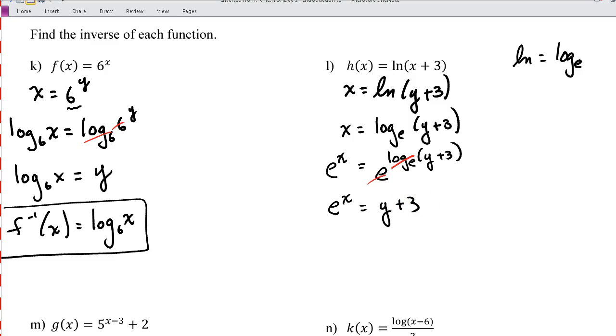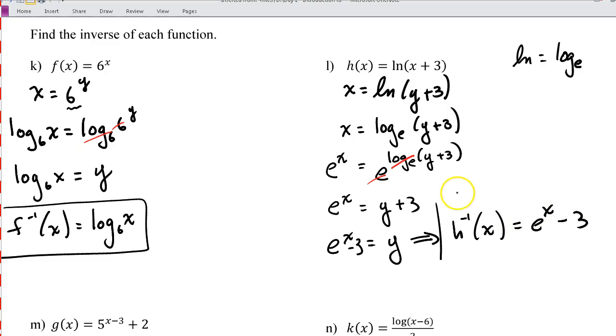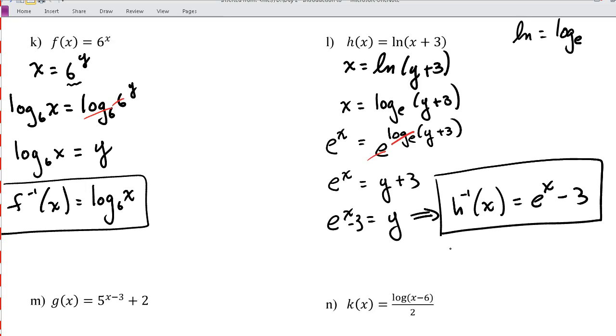I'm going to subtract 3 from both sides, so I get e to the x minus 3 is equal to y. And rewriting that in inverse notation, I have h inverse of x is equal to e to the x minus 3. Alright, make sure you stop when you need to, rewind if you need to, pause and write down questions.